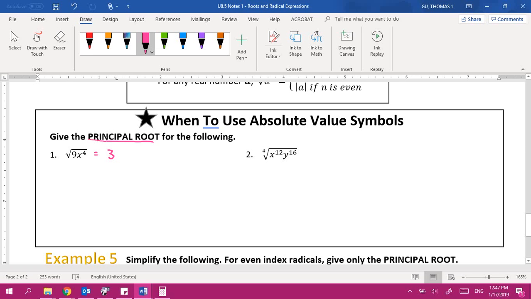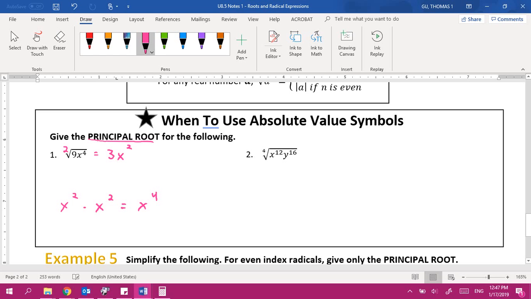Okay? Now, what's the square root of x to the 4th? X squared, that's right, because, watch this, x squared times x squared. When you multiply variables together, you add the exponents. So 2 plus 2 is 4, right? And let me show you another way you can find it. What's the index right here? 2. To find out what the root is, you can just take the exponent on the inside and divide it by the index. 4 divided by 2 is 2. So it's x squared.